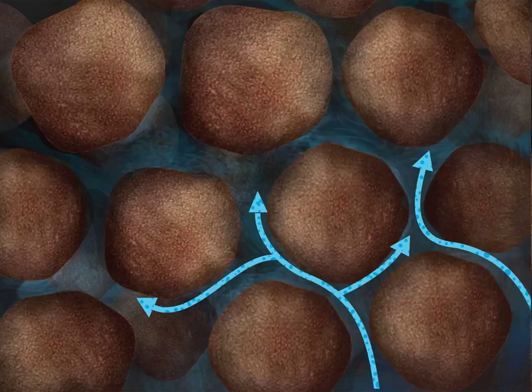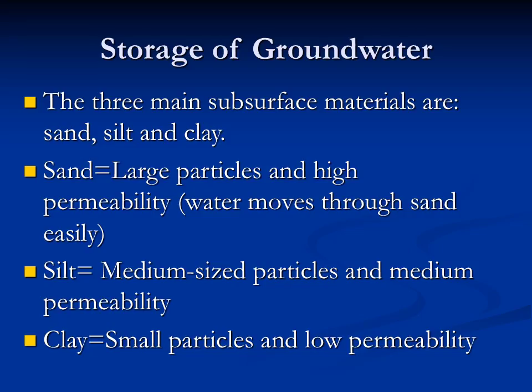And this just shows the blue arrows are the spaces between the particles for water and air to flow. So there's three main types of subsurface materials, and those are sand, silt, and clay. Sand, out of the three, has the largest particle size and very high permeability, so water moves really easily through sand. Silt is medium-sized particles and medium permeability, and then clay is the smallest size particles and low permeability. So particle size is going to determine porosity. Because clay has the smallest particles, it also has the lowest porosity, and it has low permeability.